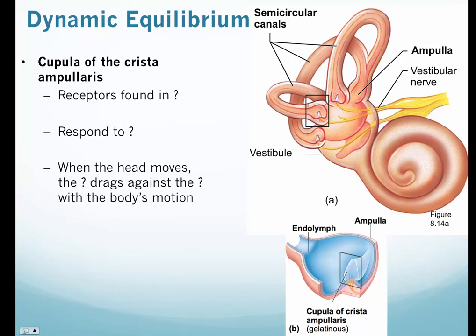Now, let's look at this cross-section and where exactly this cupula is and this ampulla and how dynamic equilibrium works. We're going to focus on the cupula of the crista ampullaris, which is this structure over here, found within those semicircular canals. Here's a cupula of this crista ampullaris. In here we have receptors that are found in each of the semicircular canals, and these are going to respond to angular or rotary movements.